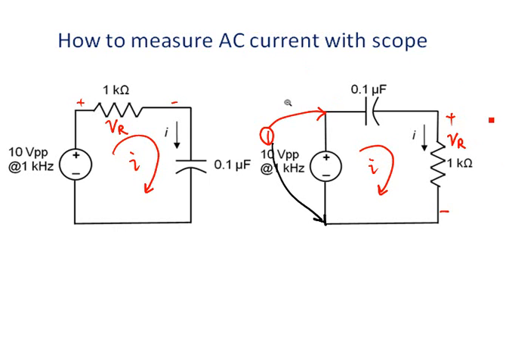So the first channel of the scope, we can connect the second channel of the scope here. We can connect the black lead of the probe here for the second channel. Notice here the two black cables are connected together for the two channels.